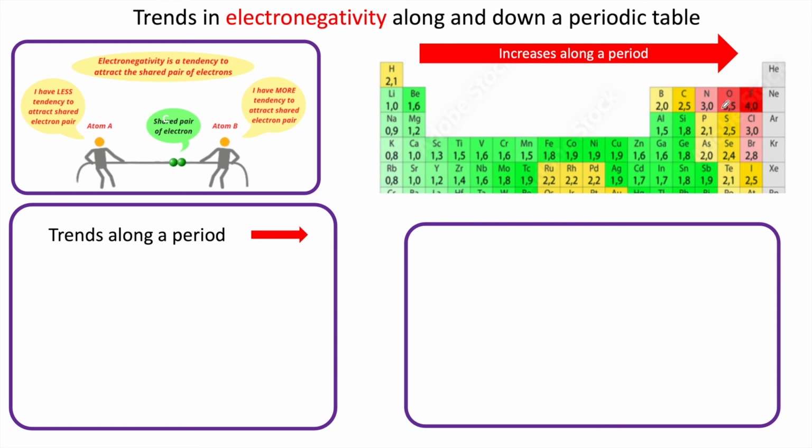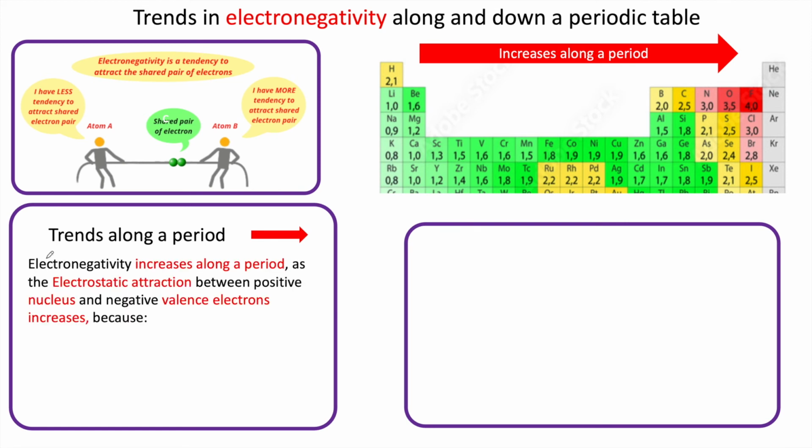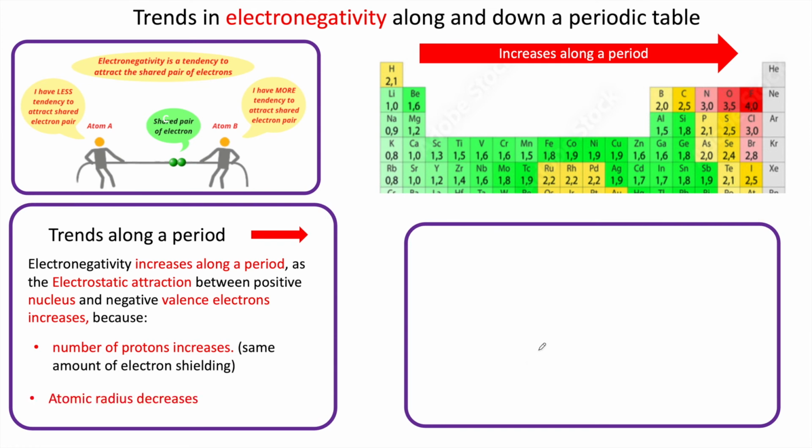So how would we answer this in an exam question? We would write: electronegativity increases along a period as the electrostatic attraction between the positive nucleus and the negative valence electrons increases because the number of protons increases, and just remind yourself that there's the same amount of electron shielding because the shells are the same. And secondly, the atomic radius decreases.